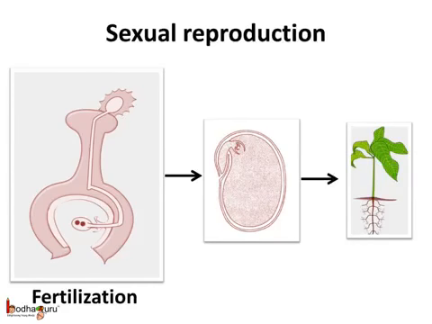Then the zygote develops into an embryo, then embryo into the baby plant. This type of plant reproduction process is called the sexual reproduction. So, in the sexual reproduction of plants, the gametes participate and the zygote is formed after the fusion of male and female gametes.